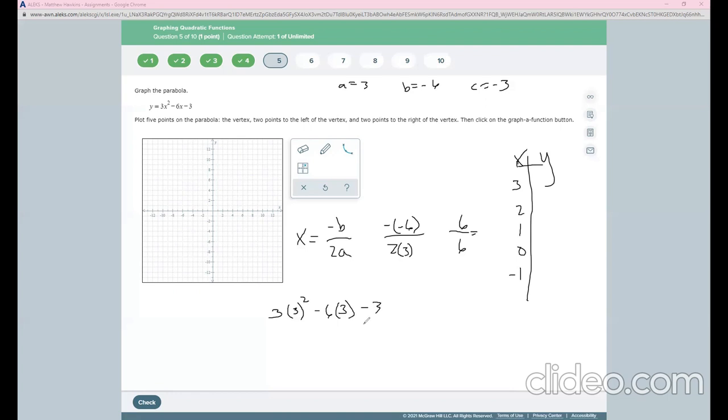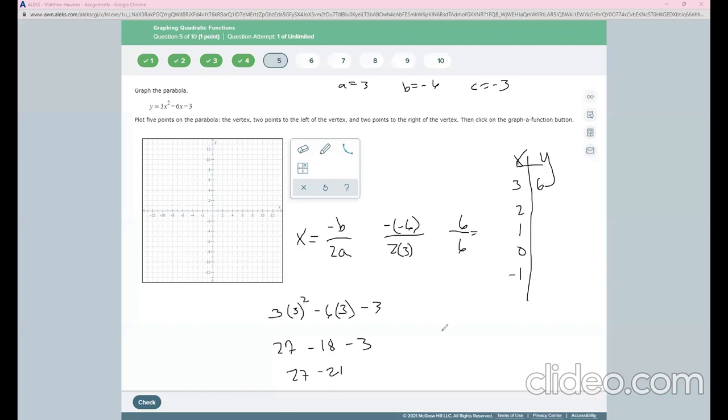So let's simplify this. So 3 squared, 3 times 3 is 9. And then times this other 3 is 27. 6 times 3 is 18, so it gives me -18 minus 3. So this one winds up giving me -21, because -18 minus 3 becomes a bigger negative, so it's -21. So I have 27 minus 21, which gives me 6.